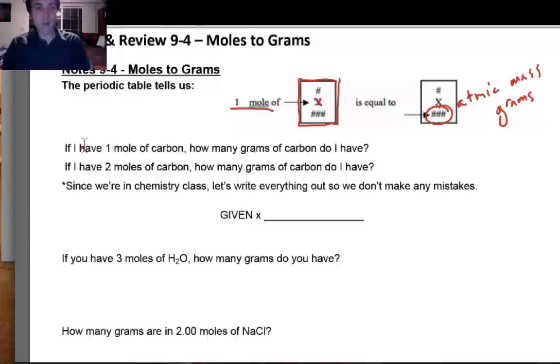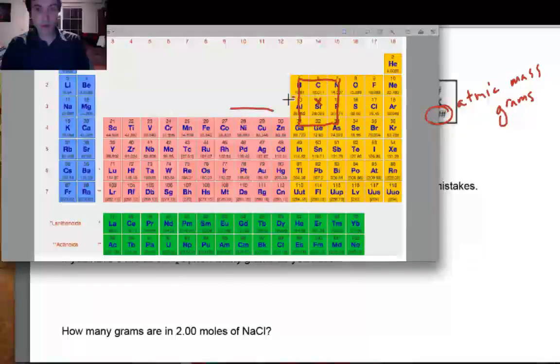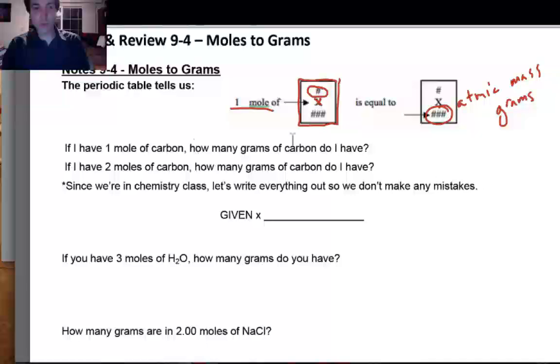So that means if I have 1 mole of carbon, how many grams of carbon do I have? Well, let's go to the periodic table and find carbon. Carbon is right here. It has a mass of 12.01, which means that 1 mole of carbon will have a mass of 12 grams. That 12.01 is the number that would be here for carbon. Remember, we round that off to the nearest whole value, so in this case 1 mole of carbon would have a mass of 12 grams.